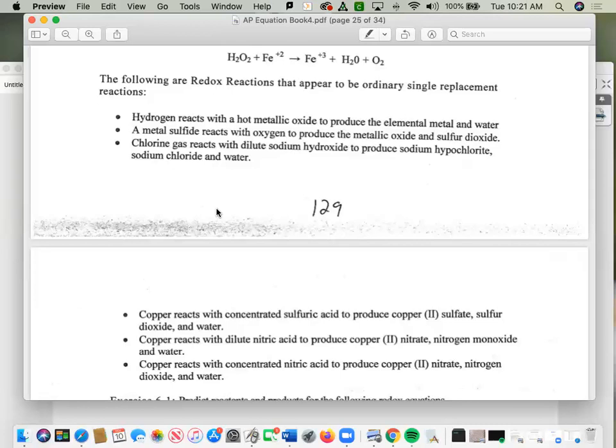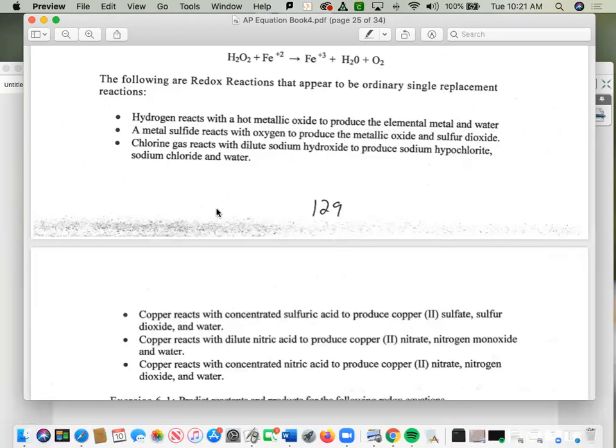Copper reacts with concentrated sulfuric acid to produce copper 2 sulfate, sulfur dioxide, and water. Copper reacts with dilute nitric acid to produce copper 2 nitrate, nitrogen monoxide, and water. And the last one here. Copper reacts with concentrated nitric acid to produce copper 2 nitrate, nitrogen dioxide, and water.